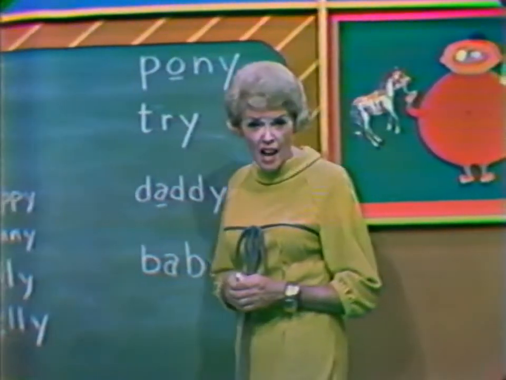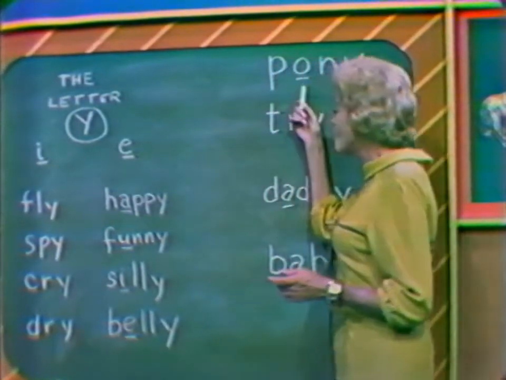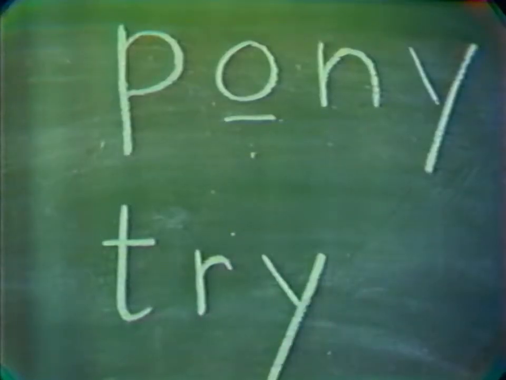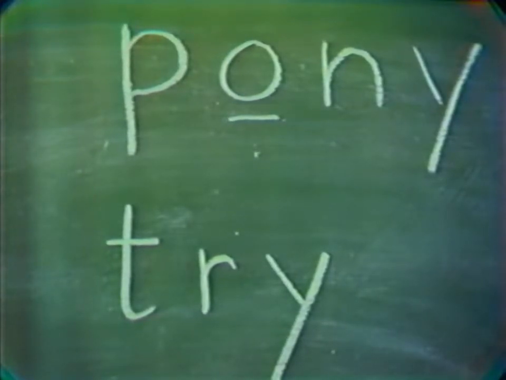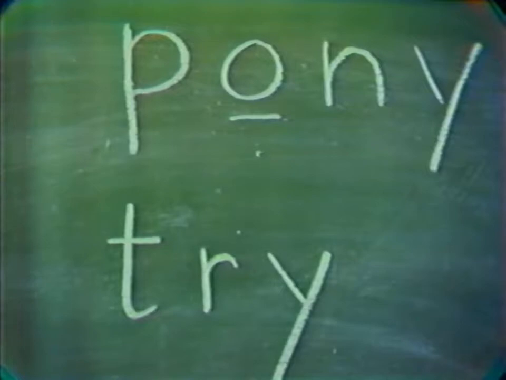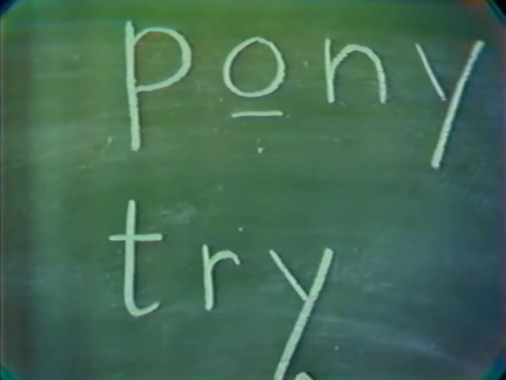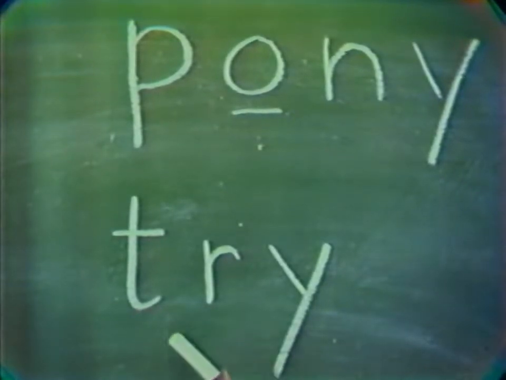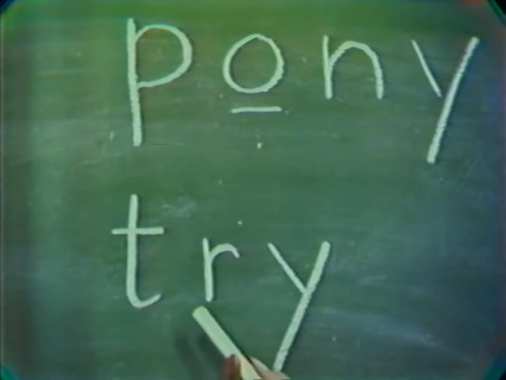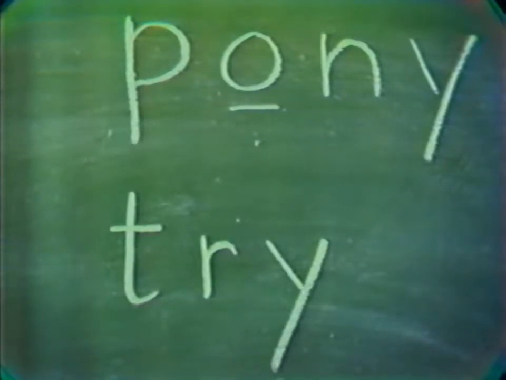Well, now you knew as soon as you heard pony that it wasn't a real word, didn't you? So when you tried pony, then you knew it was a real word. That's what we mean when we say try. Now let's look at try for just a moment. Earlier, when we were learning how Y can have a long I sound when there's no other vowel in the word, here it is, T-R-Y. It has the long I sound because there is no other vowel in it.